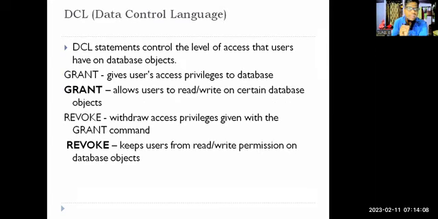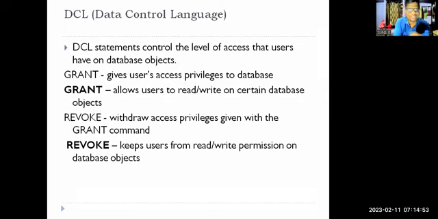Next, DCL, data control language. Data control language means it is defined by the statements that control the level of access users have to a database object. So whatever objects you use on your table, on your database, it will be controlled and access will be given to the user for the database object. When a user wants to access data from the database, this language is used. So if you want access from the database, you can use DCL statements, data control language statements.